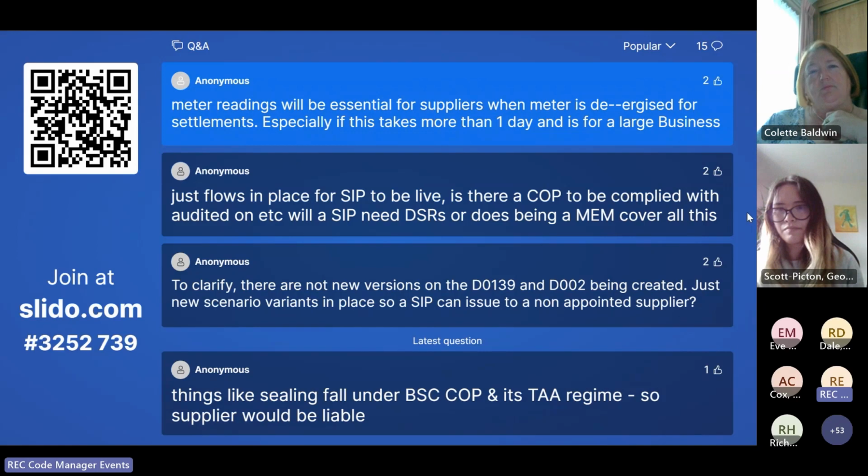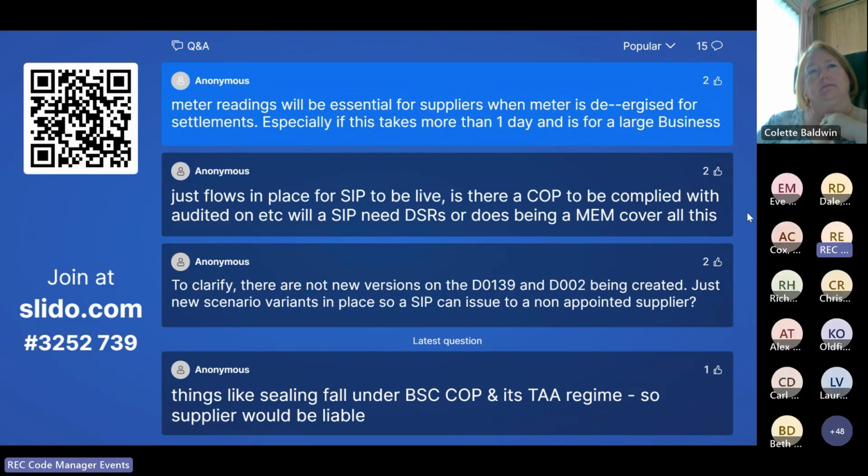Meter readings will be essential for suppliers when the meter is de-energized for settlements, especially if this takes more than one day and is for a large business. Less of a question, again, more of a consideration. Yeah, and that's why we have said that if the SIP is going to have the site off supply for more than a day, obviously they have to send the de-energisation and re-energisation flows, and that will include the meter readings.